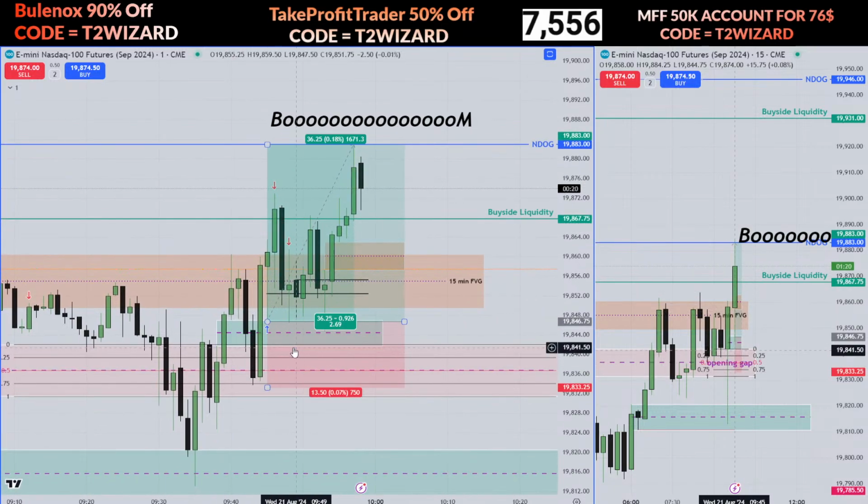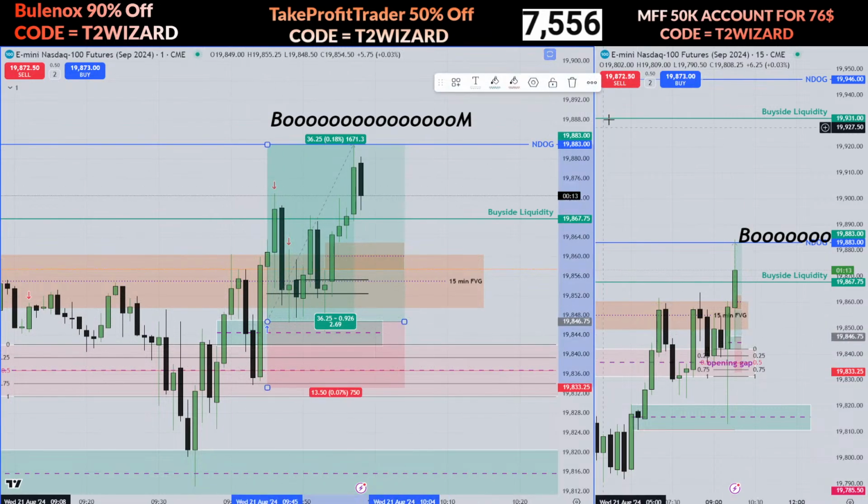So here I made a mistake. I just moved my stop loss too fast. I should not do that, at least not in this type of situation. It's okay. Next time I won't do that.